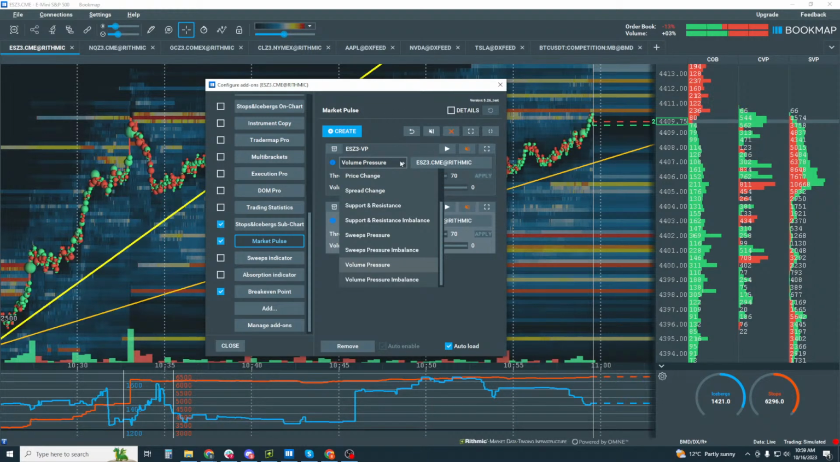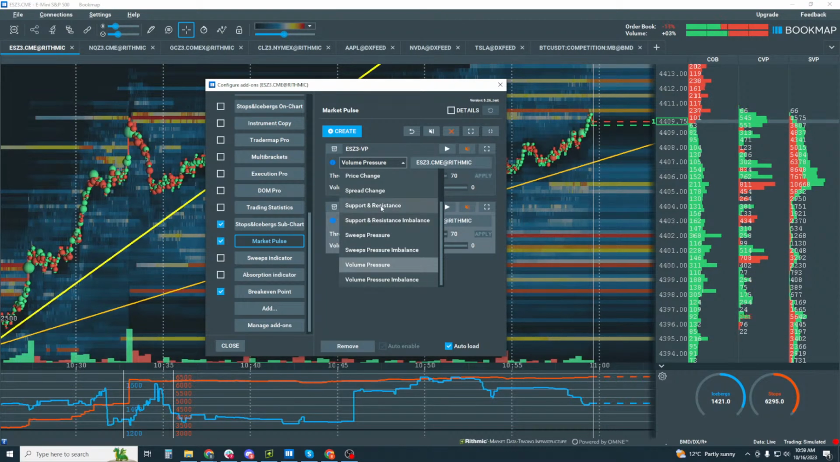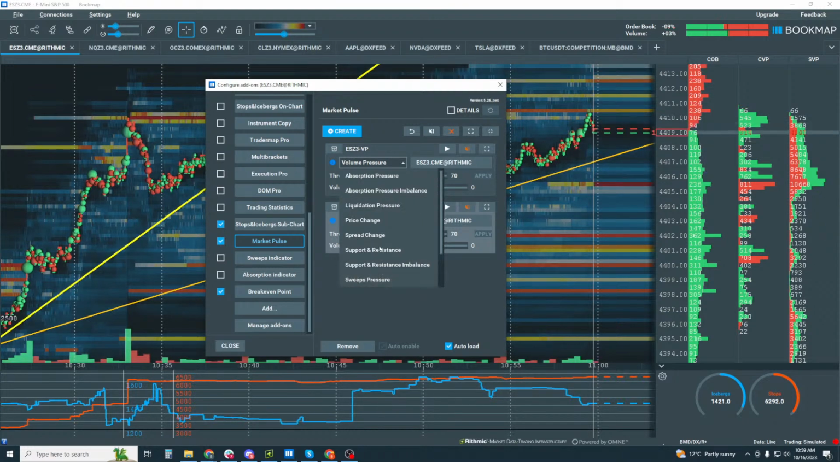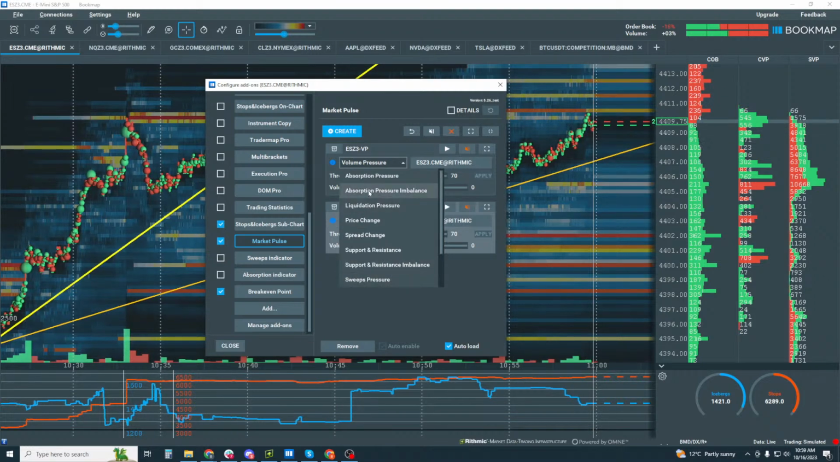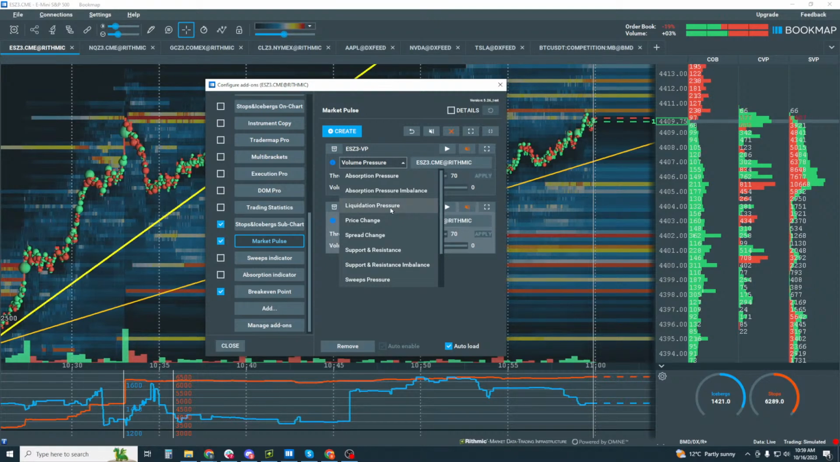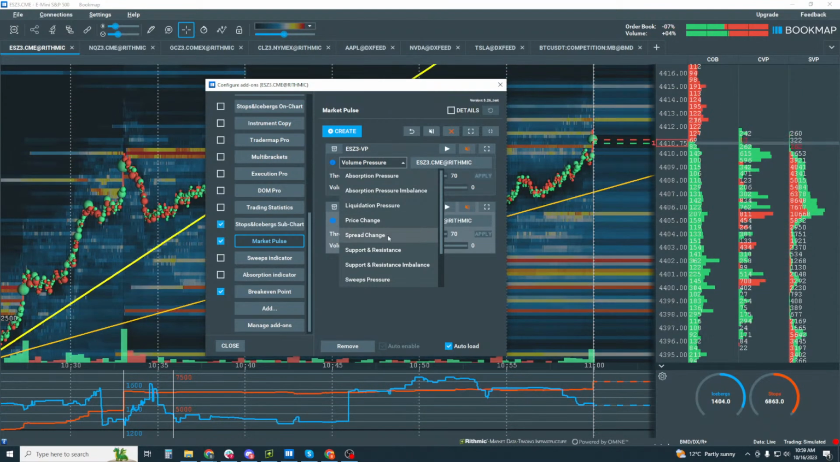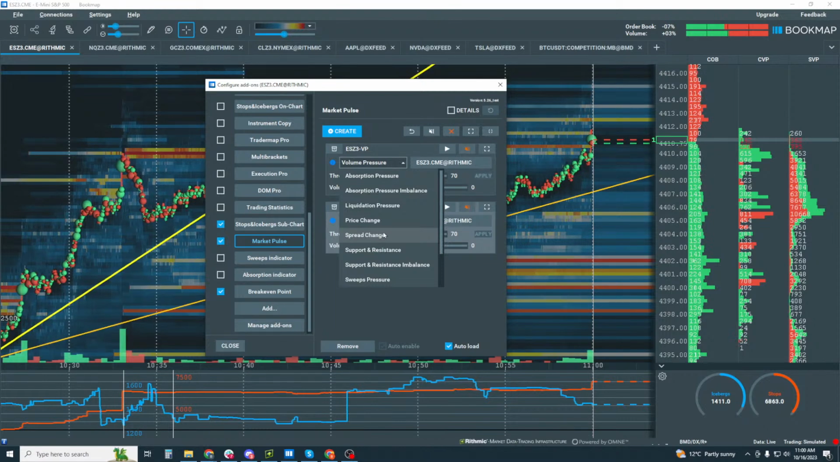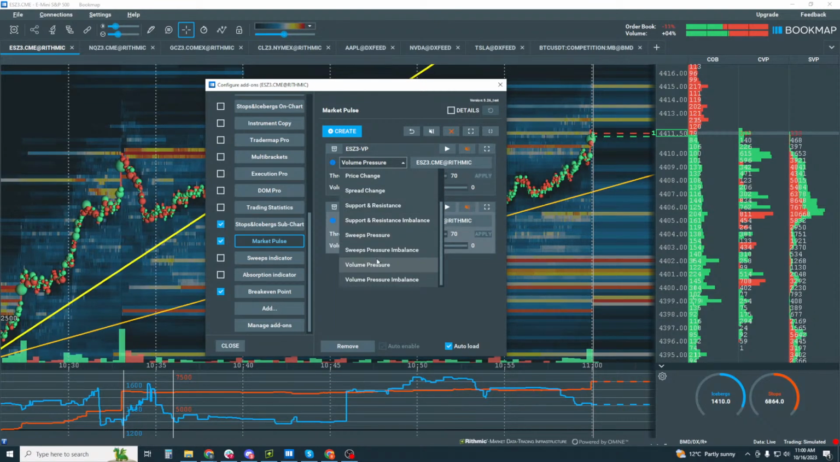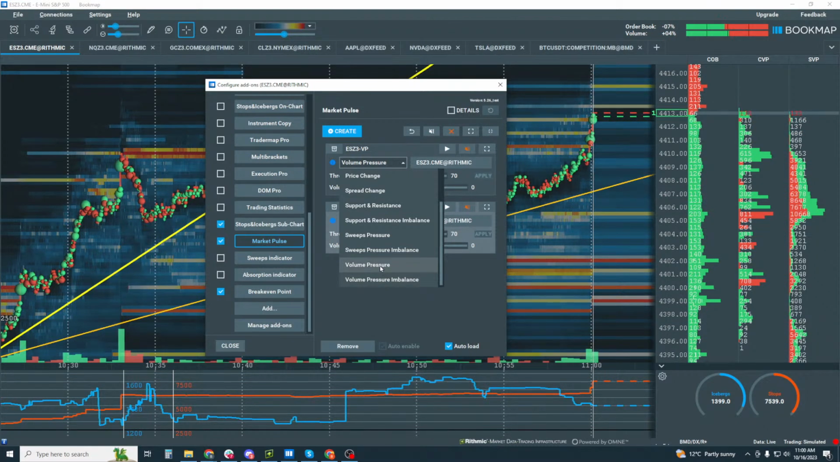Okay, we have a lot of different ones in here coming out. Support and resistance and balance. These might be renamed, but sweeps and absorption as well. Okay, so there's quite a few algos now that we have in here. The ones that you guys are familiar with: liquidity pressure for crypto only. Price change is free. Spread here, and we've had that for a while. And then volume pressure and volume pressure imbalance we've had.